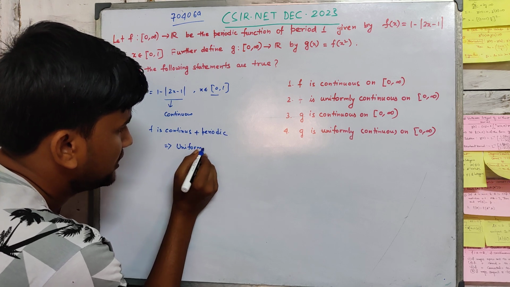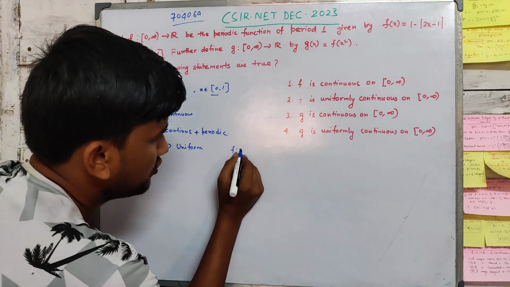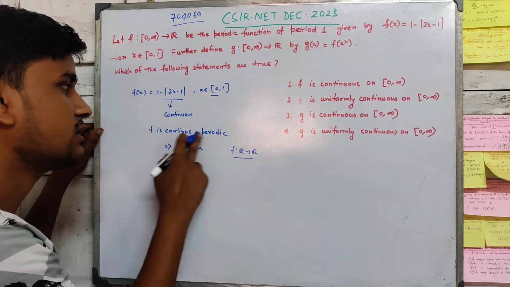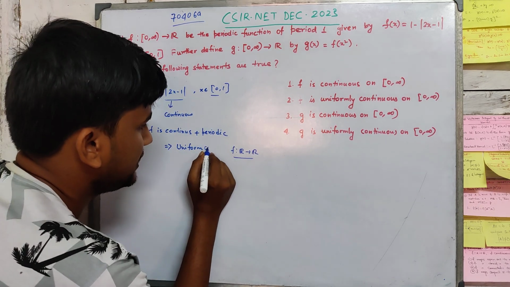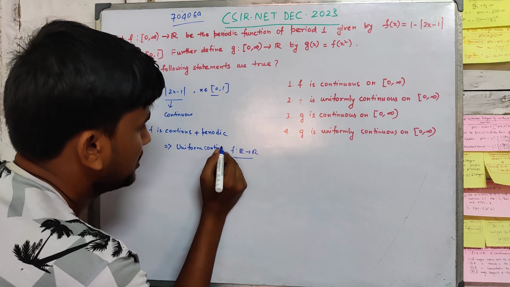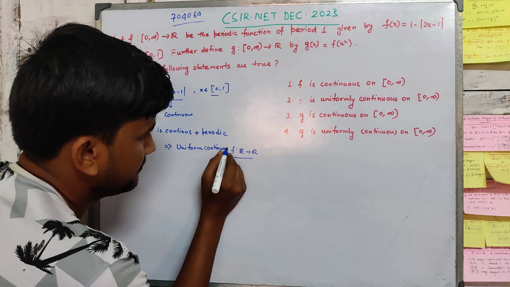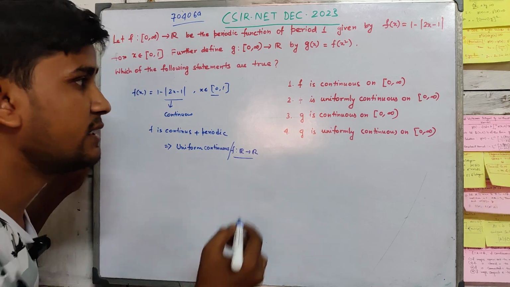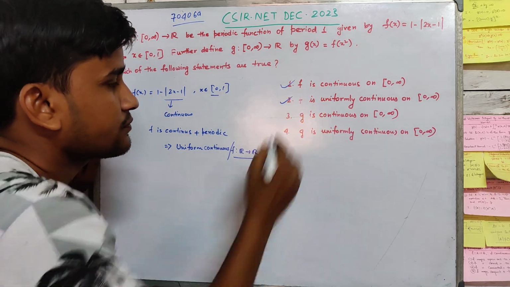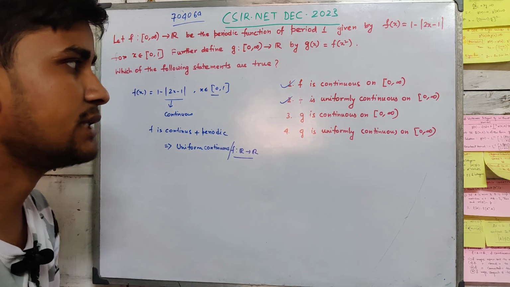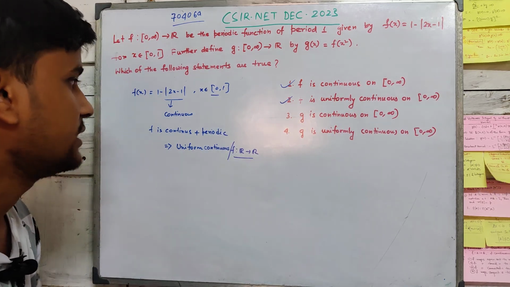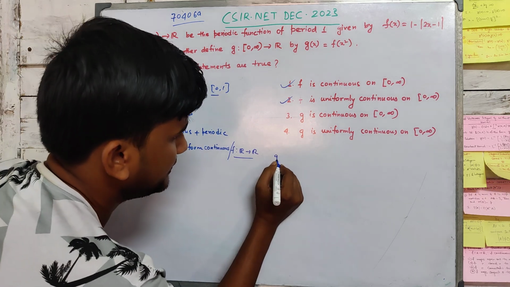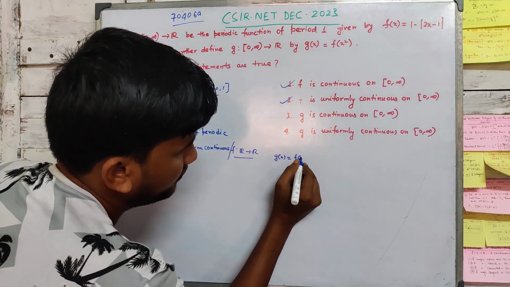You all know that if a function f from R to R is continuous and a periodic function, then obviously it is uniformly continuous. Okay, so that means f is continuous as well as uniformly continuous. There is no issue. Okay, so f is continuous and f is also uniformly continuous. Now the concept of g. So it is given that g of x is equal to f of x square.